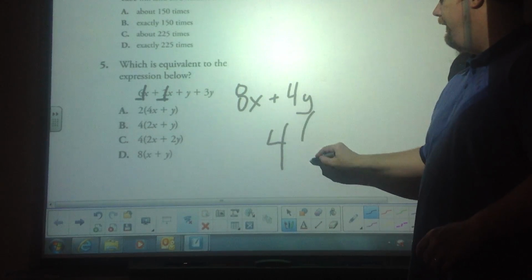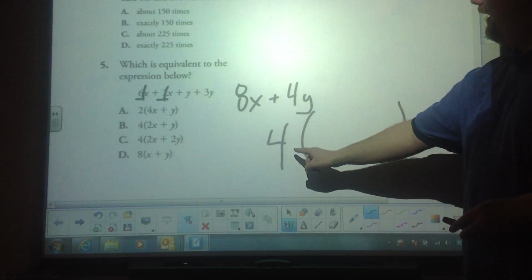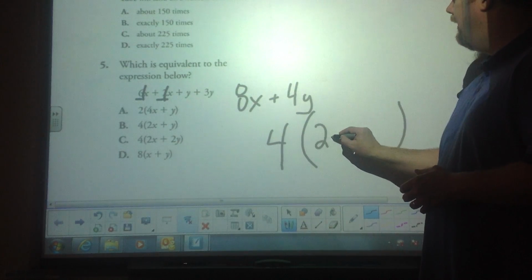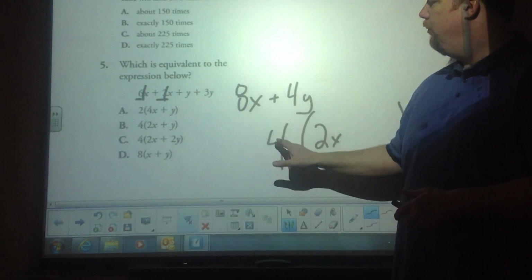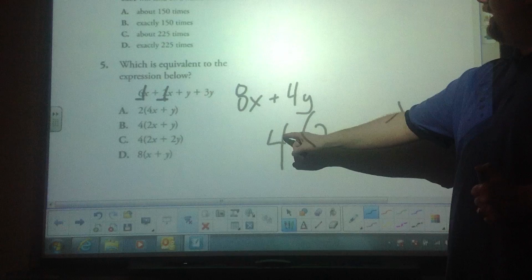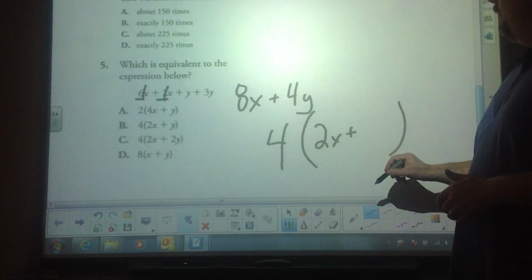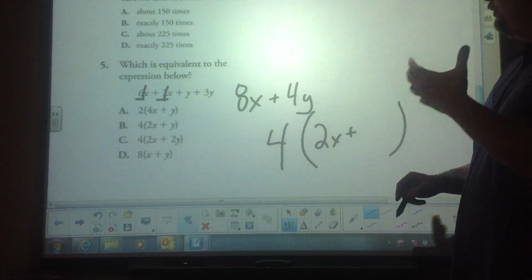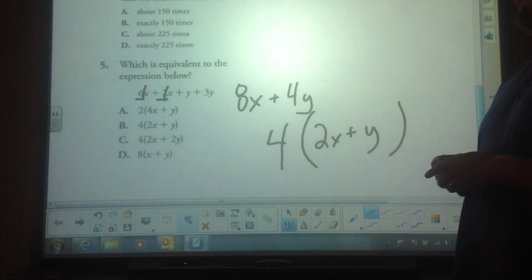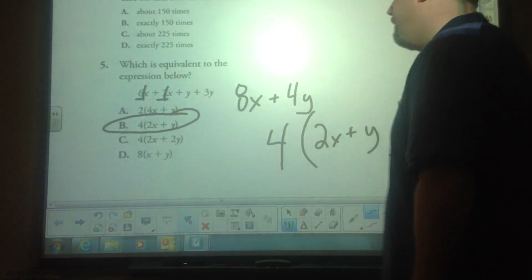So that number will go on the outside of the parentheses, and we have a parentheses here. Ask yourself, how many times will 4 go into 8x? It will go in there 2x times. You do the math with the coefficient here and leave the variable. How many times will 4 go into 4y? A positive 1y times, or just y, because we leave the 1 off if it's just 1. And here we have our answer, which is B.